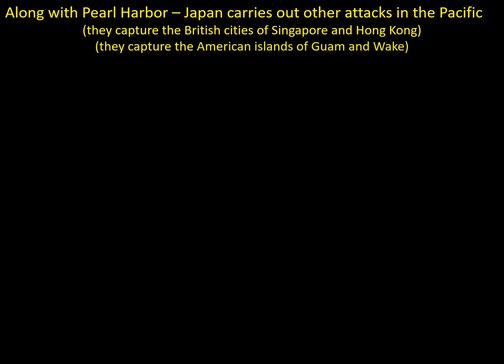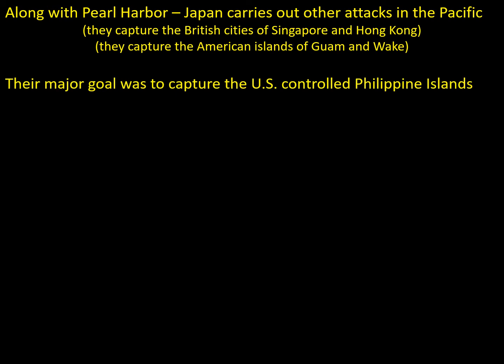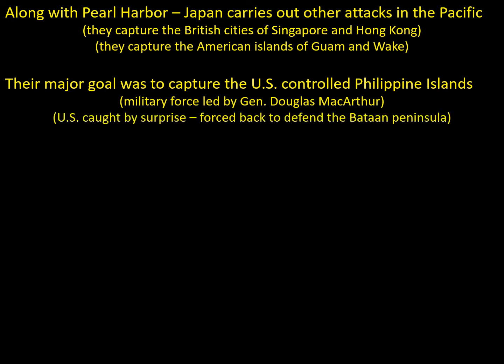Along with Pearl Harbor, Japan carries out other attacks in the Pacific. They capture the British cities of Singapore and Hong Kong. They capture the American islands of Guam and Wake. Their major goal was to capture the U.S.-controlled Philippine Islands. The military there was led by General Douglas MacArthur.